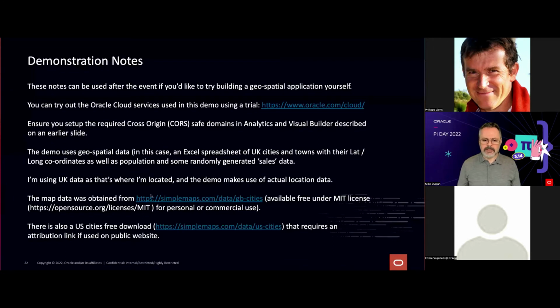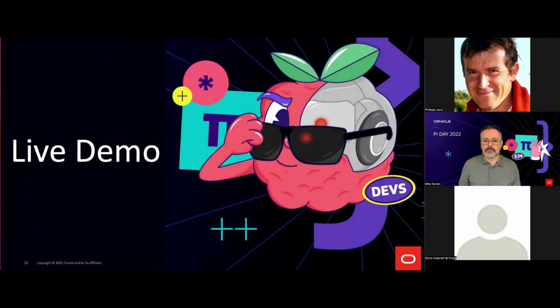I obtained this from a website, Simple Maps Data GB Cities. It's available free under the MIT license. There are also US cities there, and there may be other countries available on that website as well. That's just a pointer to what I used in case it's useful for you as well. Okay, so let's get into the live demo.